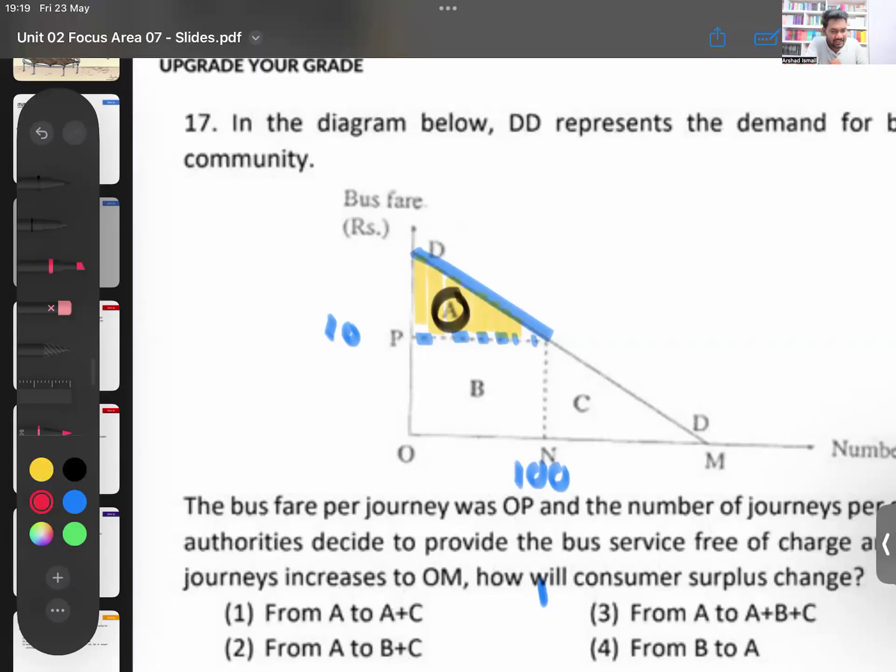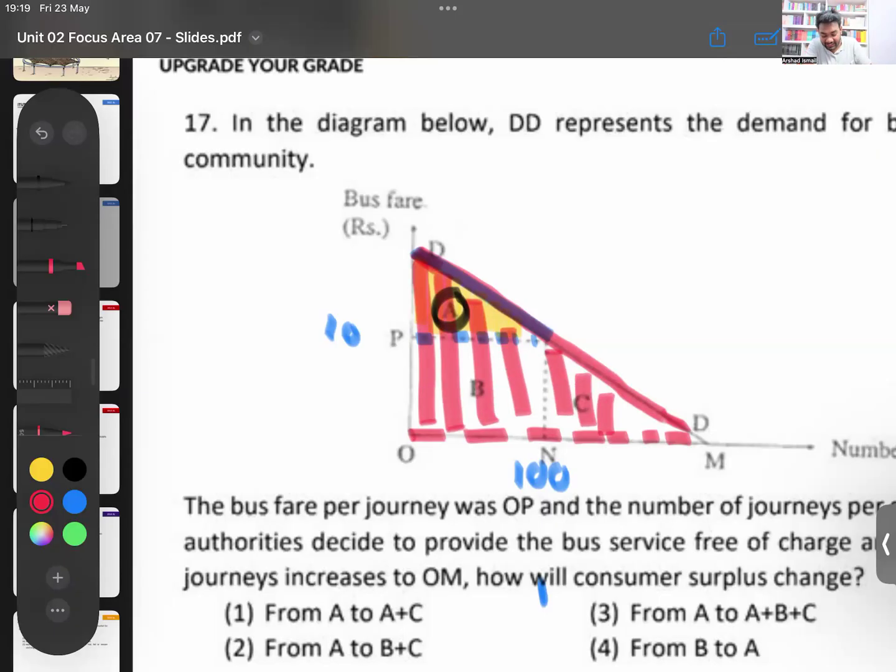But if you start giving this for free, then what would the price be? If you give it for free, now the price is going to be 0. This is what the consumer is actually paying now, that red dotted line. What they are willing to pay is shown by the demand curve. The difference between what the consumer is willing to pay and what he actually pays is what we call consumer surplus. So now the consumer surplus is this entire thing. Earlier it was A. Now it is A, B, and C.